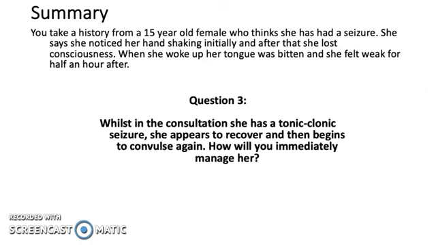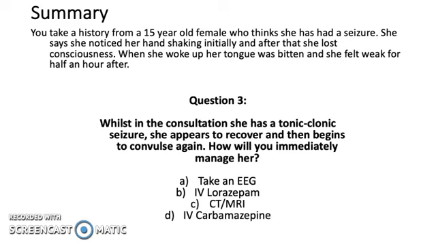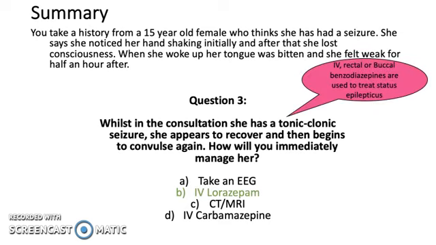Whilst in the consultation, she has a tonic-clonic seizure and appears to recover, then it begins to convulse again immediately. How will you immediately manage her? A. Take an EEG. B. IV lorazepam. C. CT MRI. Or D. Carbamazepine. B.